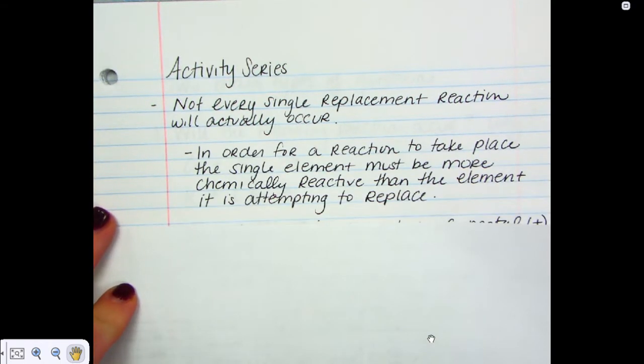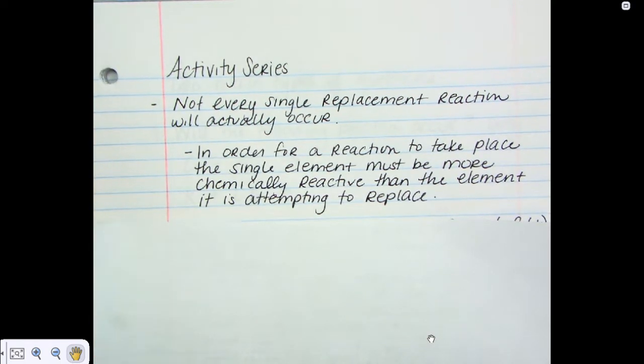In order for a single replacement reaction to take place, the single element has to be more chemically reactive than the element that's in the compound that it's attempting to replace. If it is more chemically reactive, the other part of the compound will actually leave what it's currently paired with and go towards the more reactive thing. But if it's not more reactive, they just sit there in a beaker together and nothing happens. So the actual chemical activity of the members of the reaction is important.